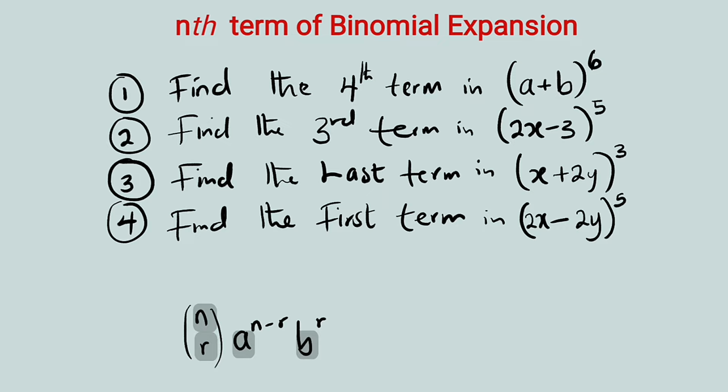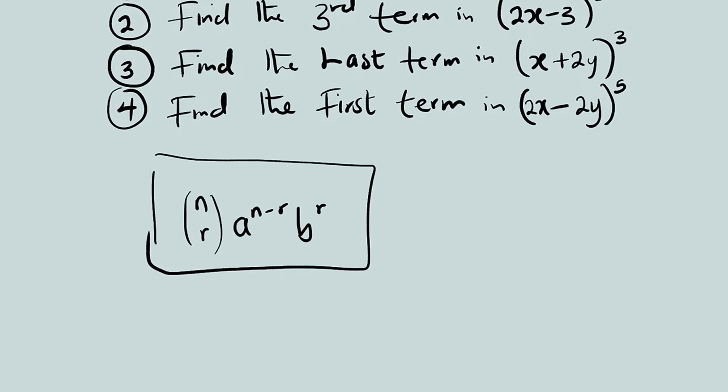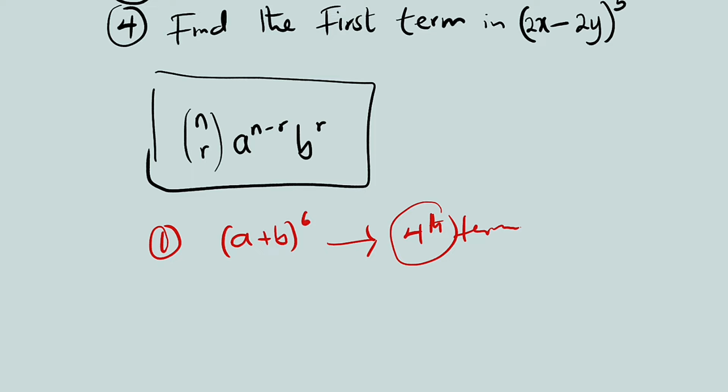The first one, we want to find the fourth term in the expansion of a plus b to the power of 6. One thing you should observe is that in the first term, r is equal to 0. In the second term, r is equal to 1. Can you see that r is 1 less than the number of terms?